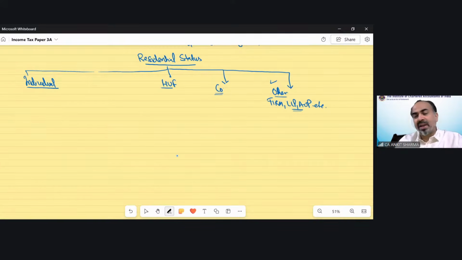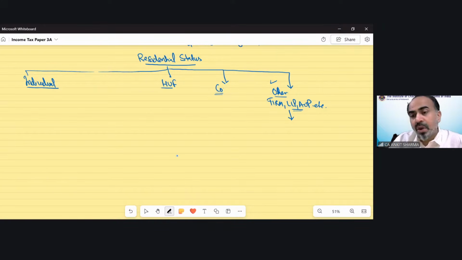One by one, and we will start from this part. First of all, we will discuss the residential status of the other category of persons, including firm, LLP, etc. Very, very easy provision in this category. The provisions say if you need to find out whether a partnership firm, LLP, etc. is a resident or not, the concept you need to apply is this.